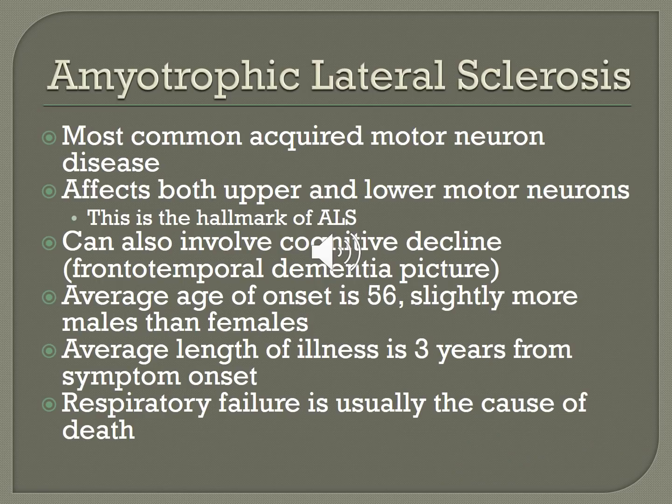So when we think about motor neuron diseases, the most typical motor neuron disease is amyotrophic lateral sclerosis. It's the most common acquired motor neuron disease, and this affects both upper and lower motor neurons. So this is the hallmark of ALS. Patients will have upper and lower motor neuron lesions, or upper and lower motor neuron signs, often occurring in one limb. So you'll have hyperreflexia and atrophy in the arm, for example.